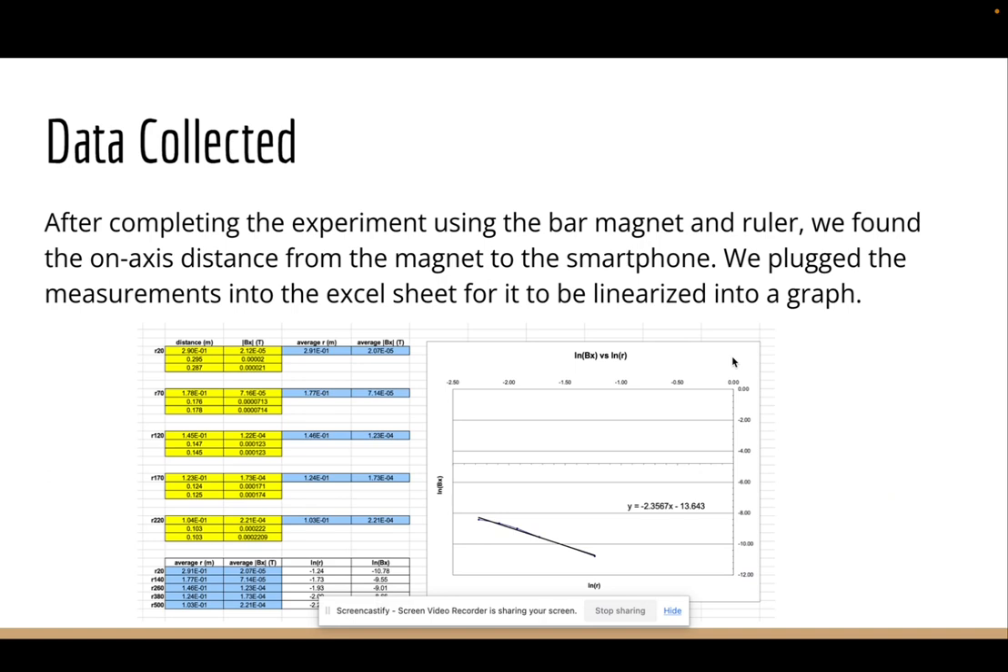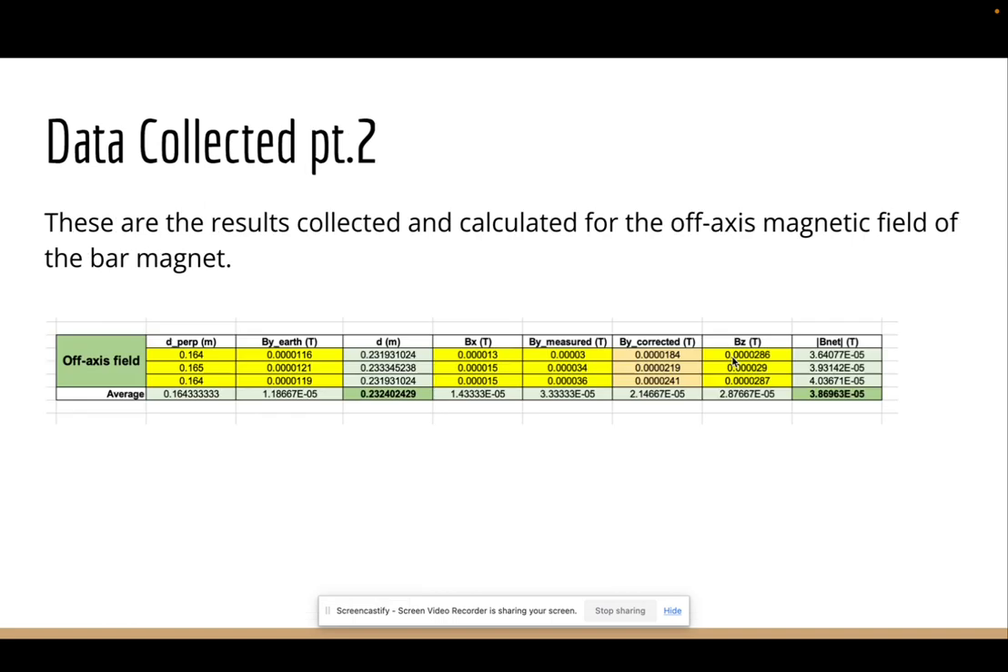The data collected after completing the experiment using the bar magnet and ruler: we found the on-axis distance for the magnet to the smartphone. We plugged the measurements into the Excel sheet for it to be linearized into a graph, and this is what we have located under that. And these are also the results collected and calculated for the off-axis magnetic field of the bar magnet.